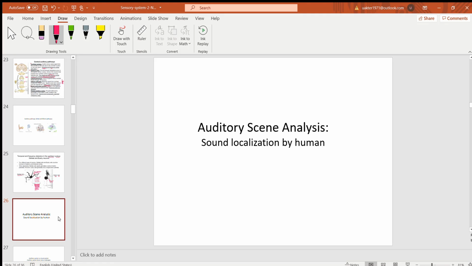Okay, now auditory scene analysis is a complex task, as I mentioned, a highly complex task, because the sound we listen to is a highly complex sound. I gave you the example. In a noisy place it is more complex.